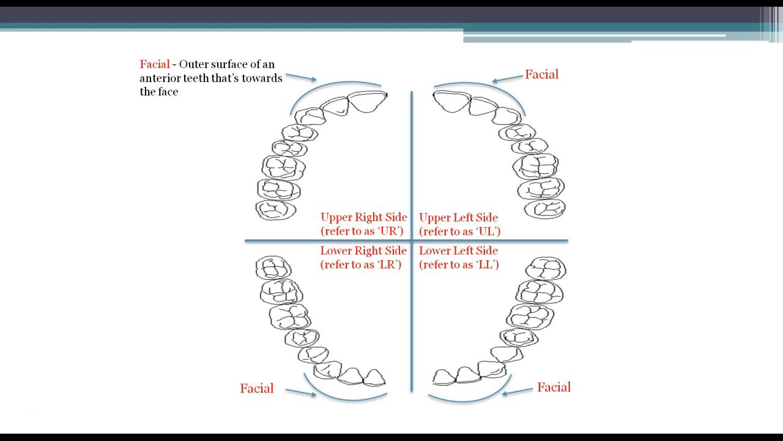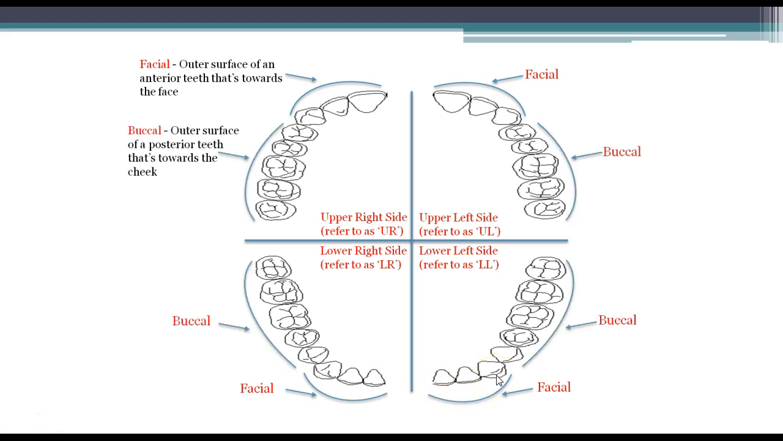Now, facial refers to the outer surface of an anterior teeth that's towards the face. And anterior teeth are the teeth that are canine to canine. So that includes our canines, our lateral incisors, and our central incisors on both sides. Same thing for the bottom, canine to canine. This surface of the anterior teeth is the surface that is touching your lips. So when you smile, you can see your lips touching the outer surface. So it's just a flat surface that's on the outside.